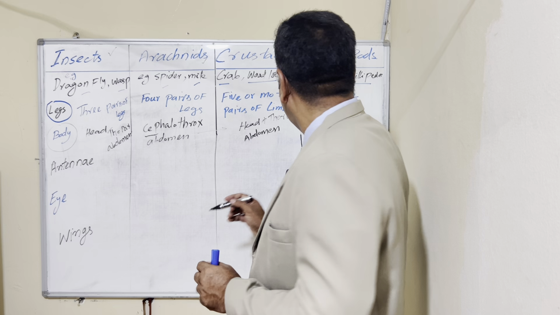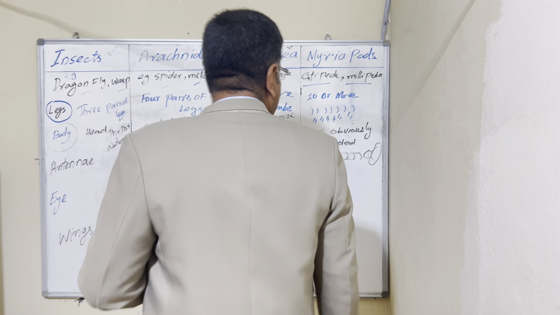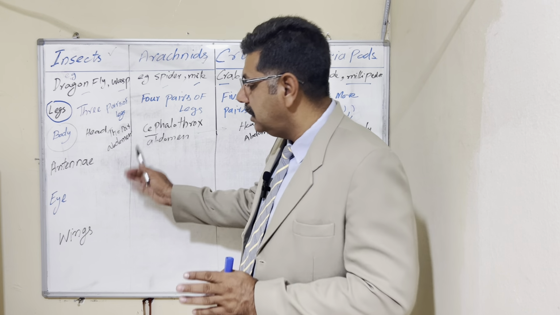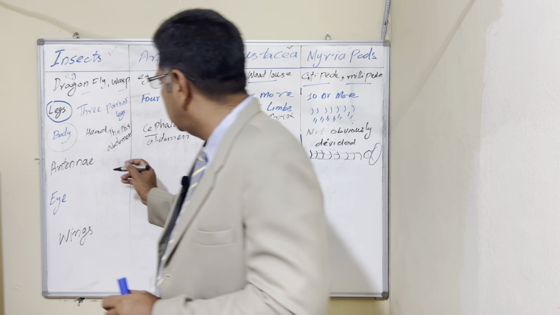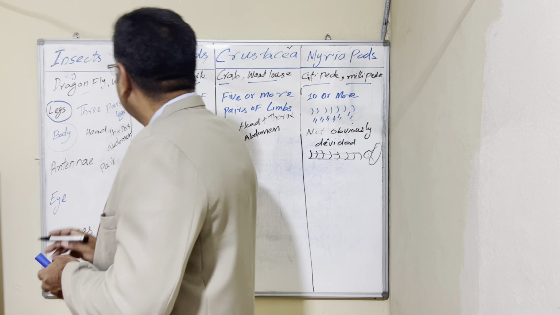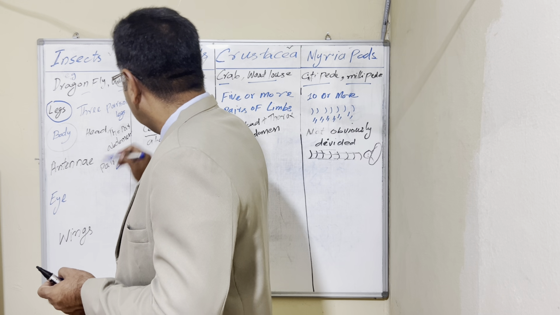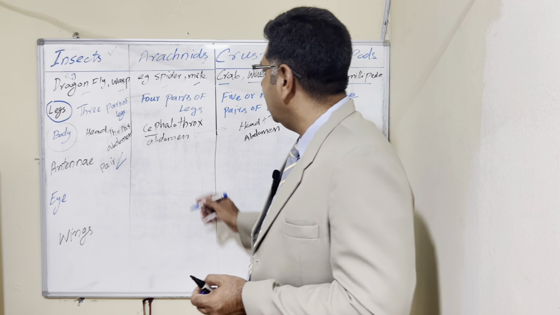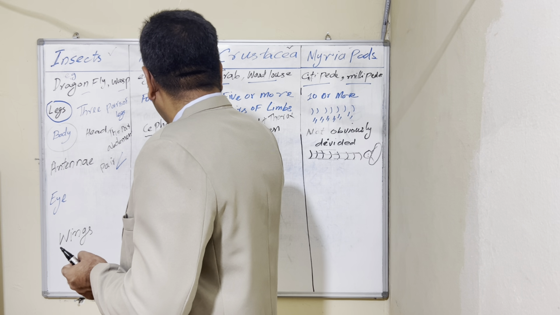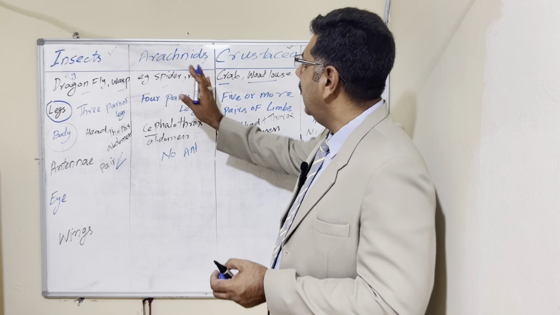And then at the far end, at the head region, there are sensory organs called antennae. What are they called? Antennae. As for the antennae, in insects there is one pair of antennae, two antennae. And in arachnids there are no antennae. We don't have any antennae in arachnids.